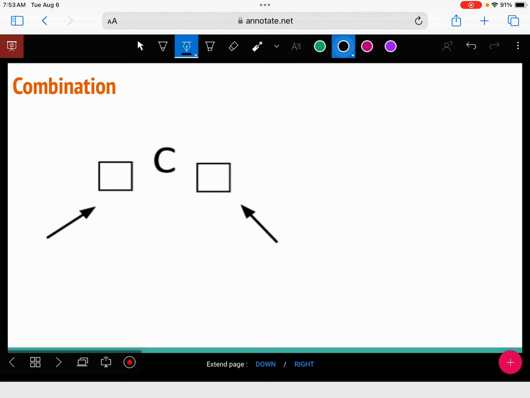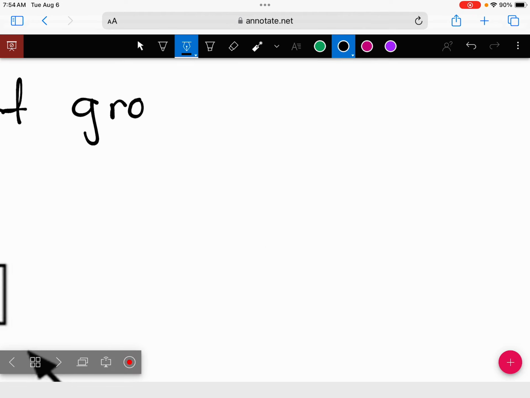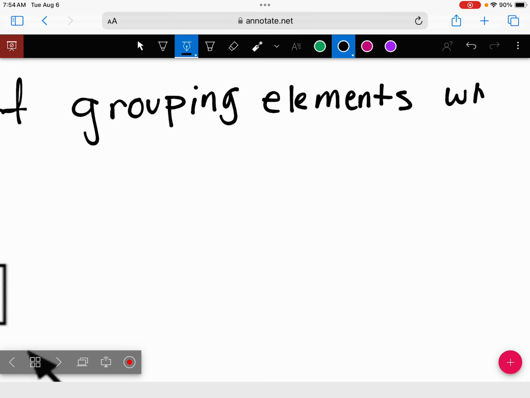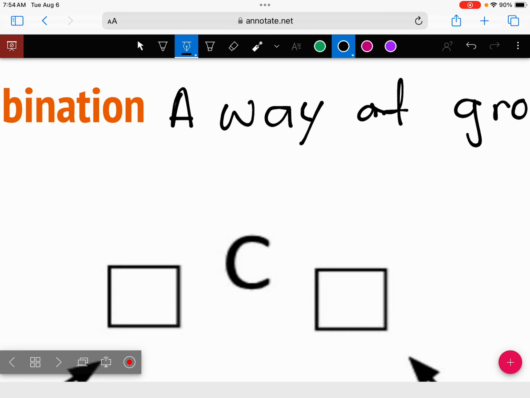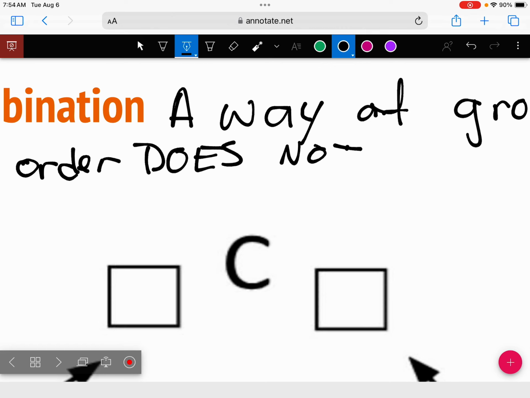So combination is very, very similar, but where permutation, order is super duper important, combination is just about groups. Order does not matter. So combination is a way of grouping elements where order does not matter.